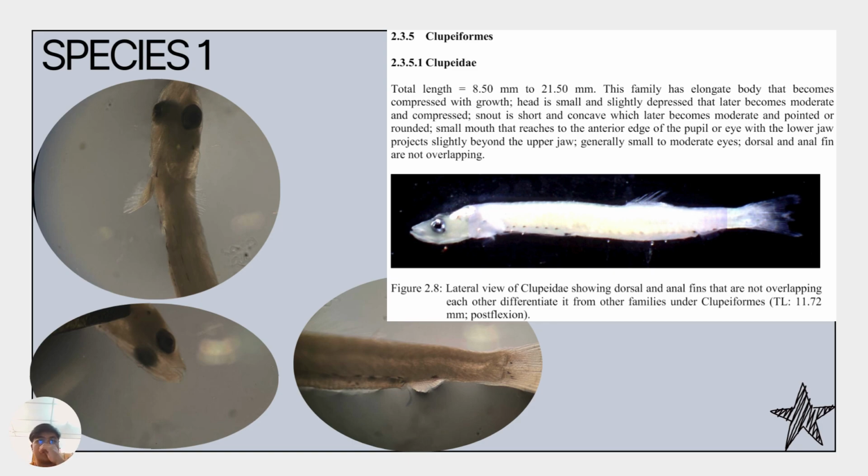This is the first species, which is from the order Clupeiformes. The family is Clupeidae. What we can see here, we can categorize by the dorsal fin and the anal fin, which are not overlapped, and the head is not compressed as in the other family. And the anal fin does not extend to the caudal peduncle, which we can compare to the other family from the same order.